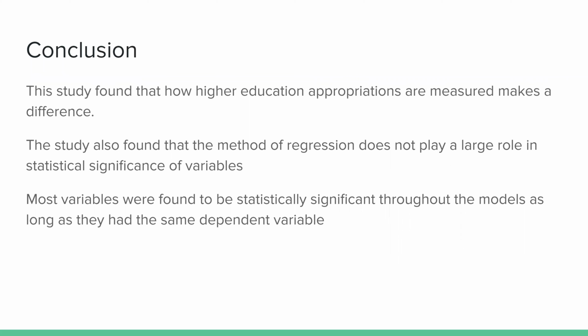In conclusion, this study found that how higher educational appropriations are measured does make a difference. The study found that the method of regression does not play as big a role as the dependent variable, or the measurement of the appropriations. It found that most variables were statistically significant throughout the models, as long as the same dependent variable was used.